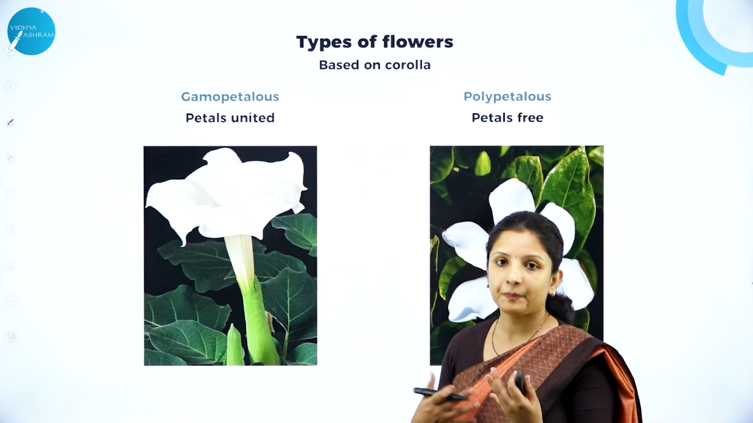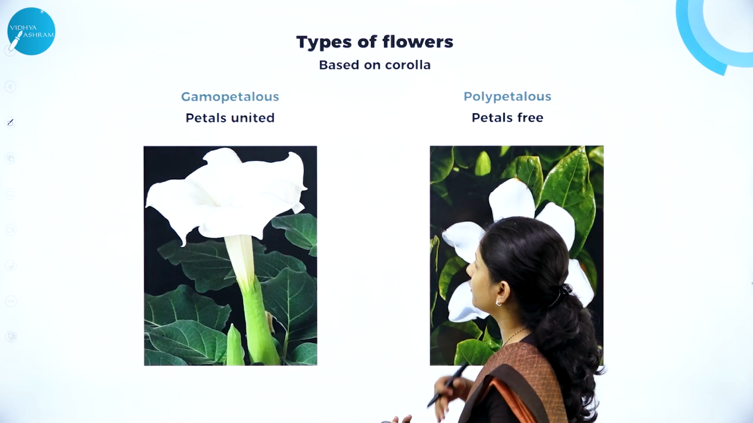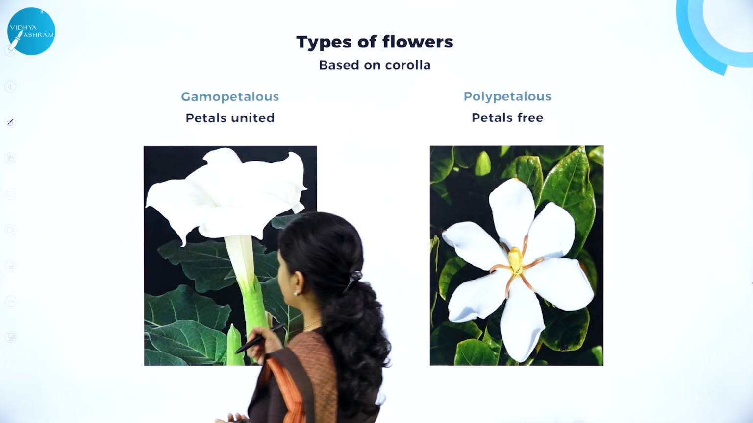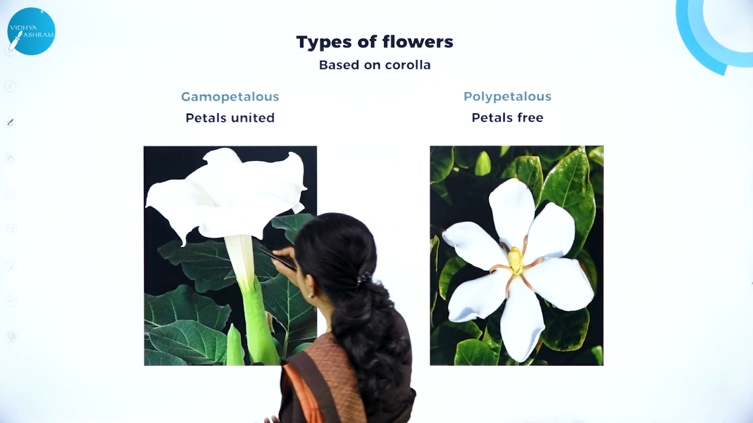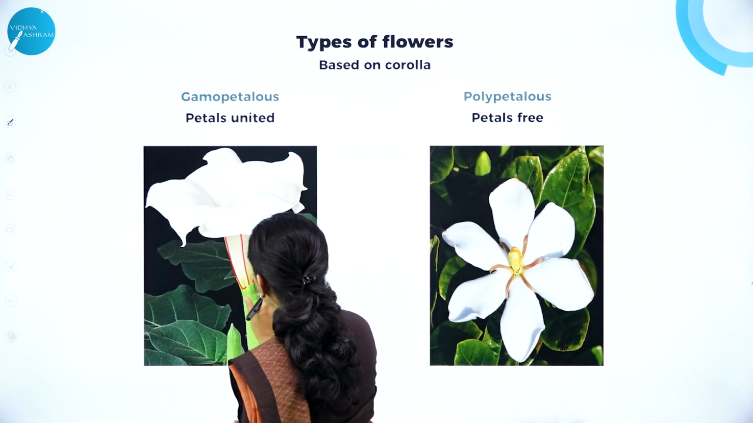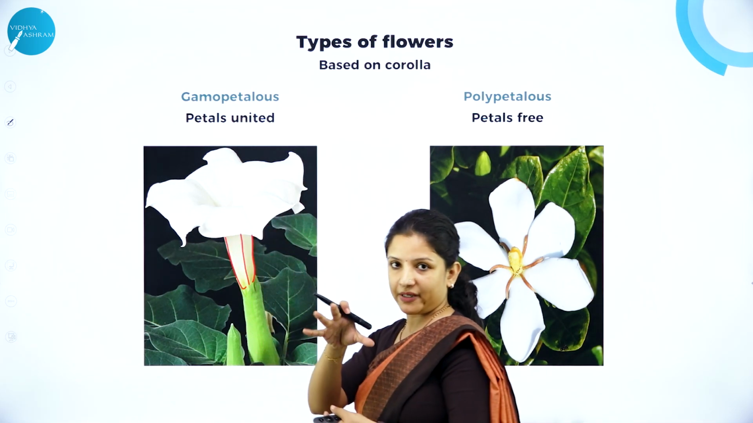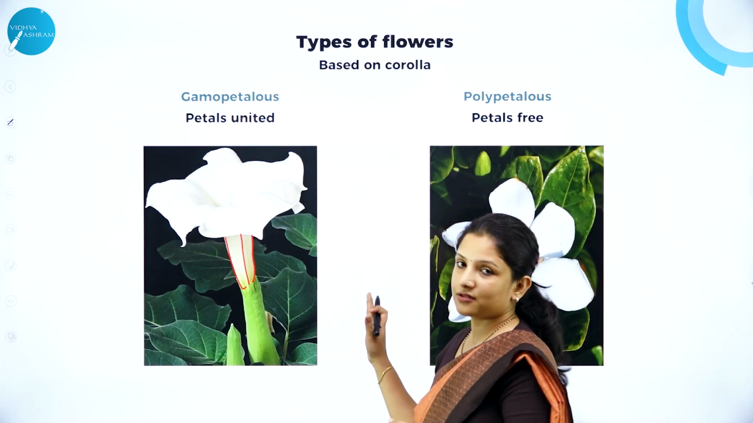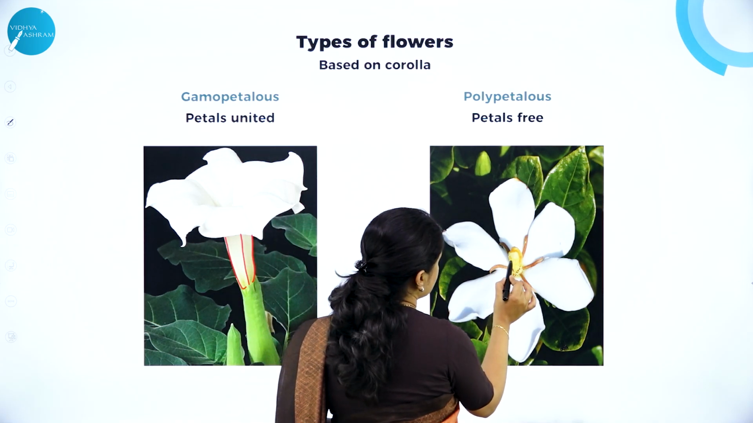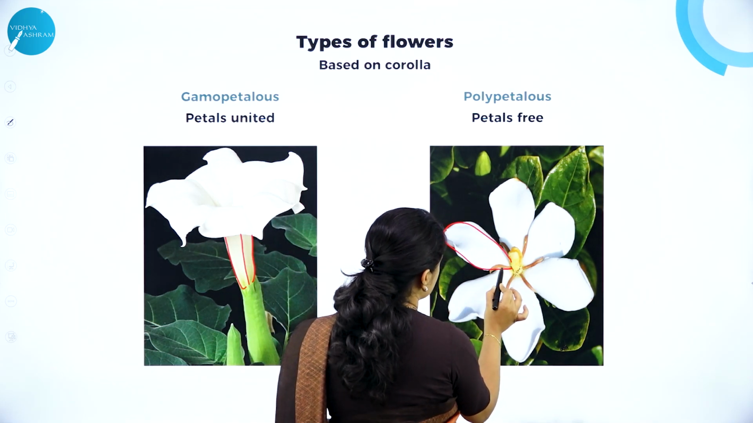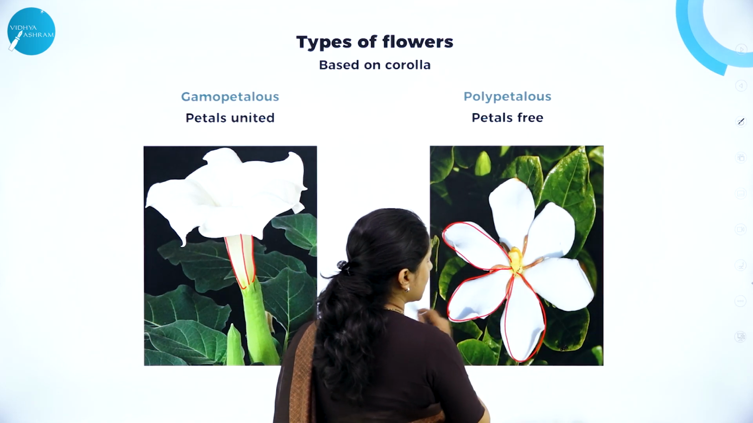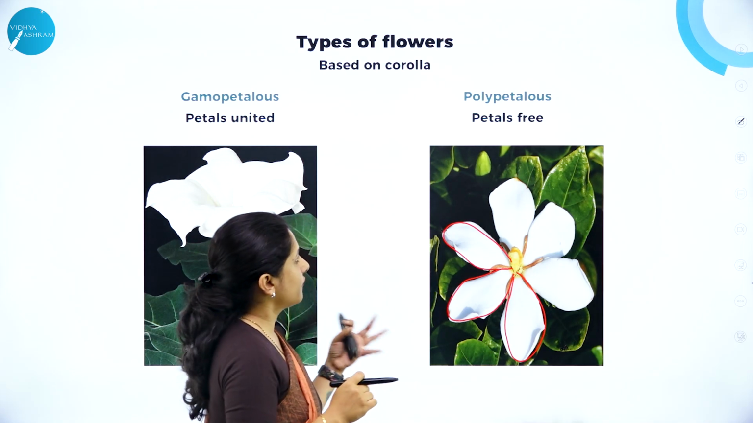Next, talking about the petals. Based on the petals, the flowers can be called gamopetalous and polypetalous. Gamopetalous means petals are united. Here I have taken the example of Datura, wherein you can see the petals are united right from the base itself. From here itself it will start. It will unite and it will form a trumpet-like structure. So, the petals are united, it is gamopetalous. Next here, the petals are entirely free. Here is one petal which is not connected to one another. Here is one petal which is not connected. Here, one more, not connected. It's not fused with each other. Therefore, the petals are free.